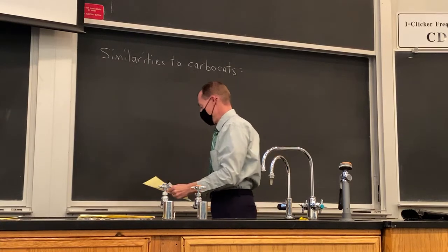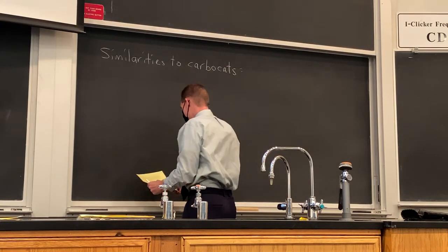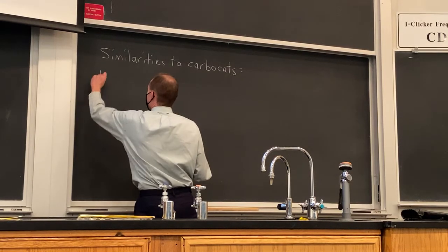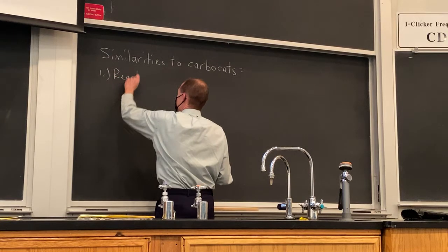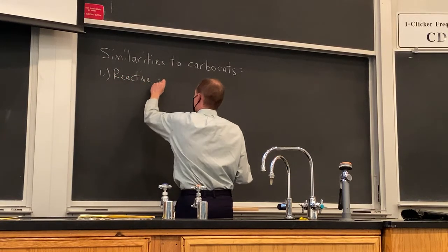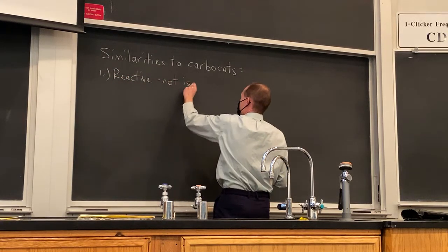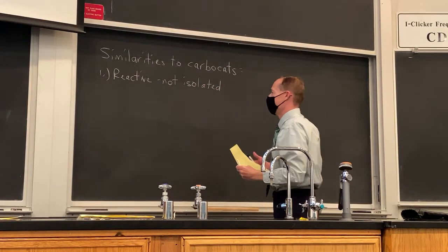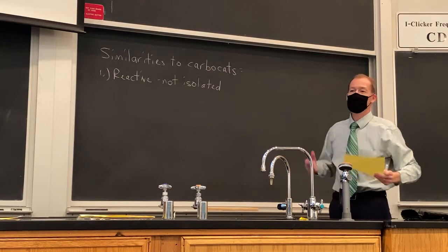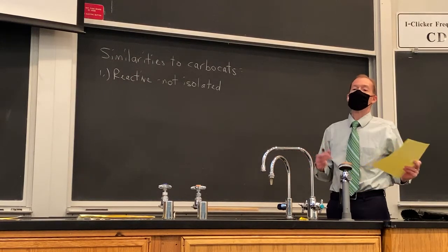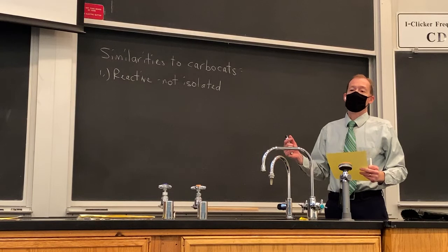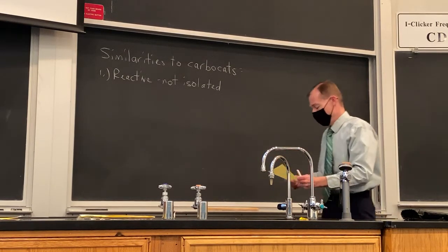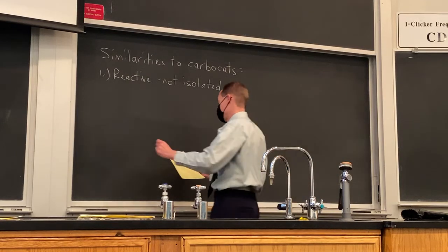The first similarity is going to be that they are reactive and not isolated in most cases. There are a handful of stable radicals that can be isolated, but most radicals are reactive intermediates. We're going to form them in one step of a reaction, and then we're going to consume them in the next step, much in the same way that we did with carbocations.